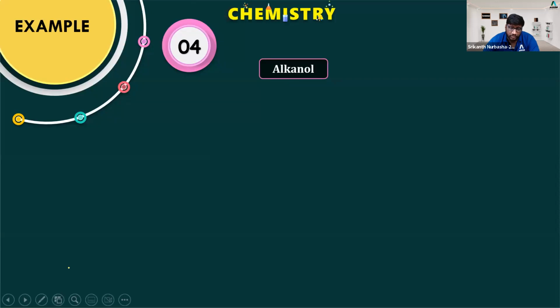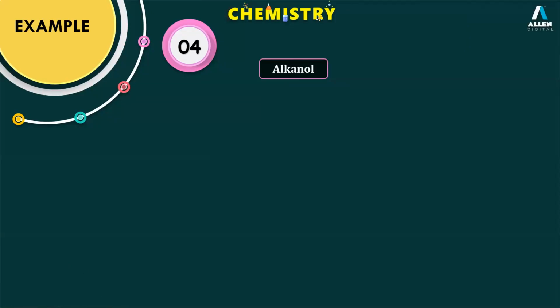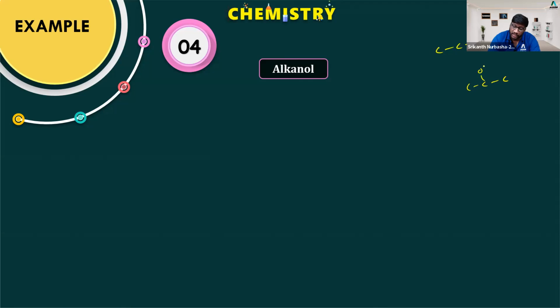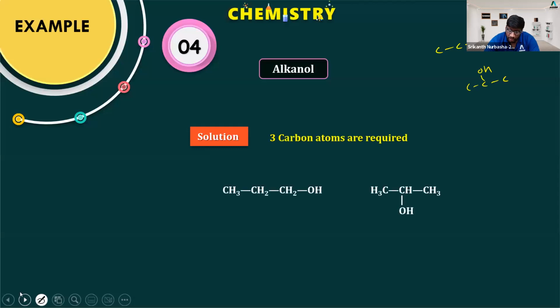And alcohol means 3 carbons, as we have discussed. Whenever we have 3 carbons, the OH group can be on the first position, the OH group can also be on the second position. So 1-propanol, 2-propanol, they are different. So a minimum of 3 carbon atoms are required to show positional isomerism.